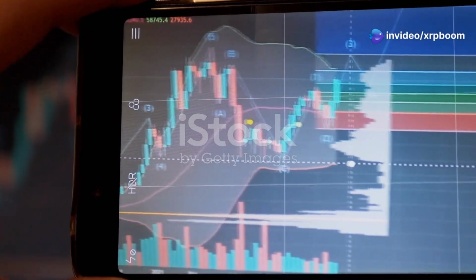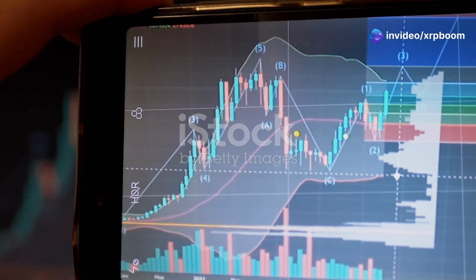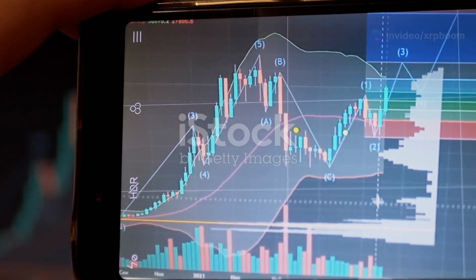Your crypto compass. Candlestick charts. Hey, crypto world. Today's topic, candlestick indicators.